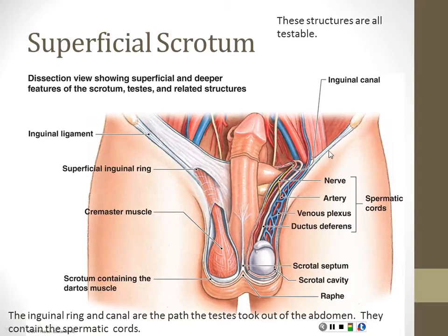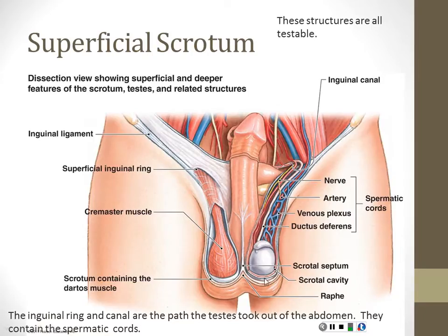So in between the deep ring and the superficial ring, we have what's called the inguinal canal, which is right here. You can palpate this in most males too. It sort of feels like a round cord about a centimeter in diameter that goes up the inguinal ring. So the contents of that inguinal canal are what are called the spermatic cords. There's one on each side.